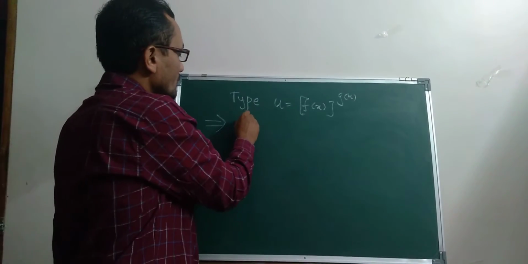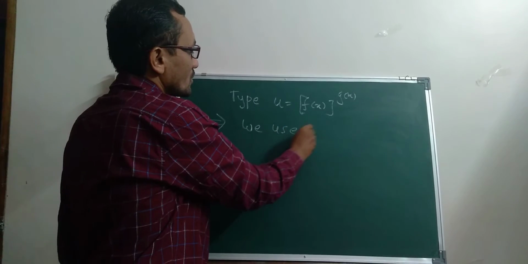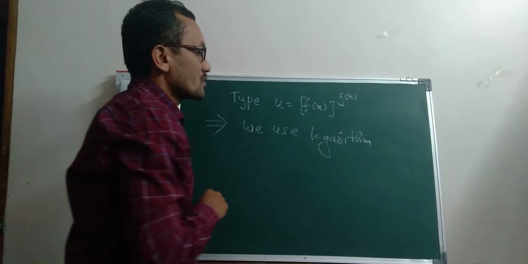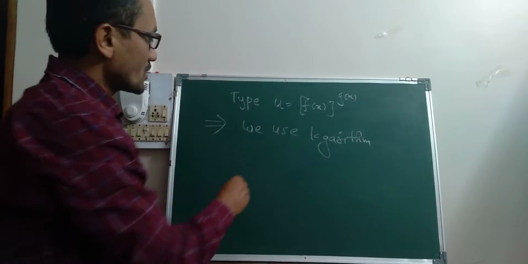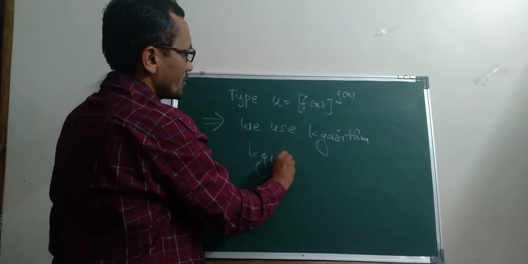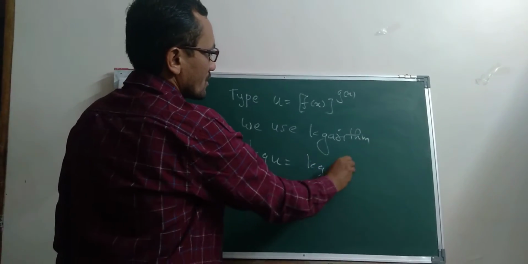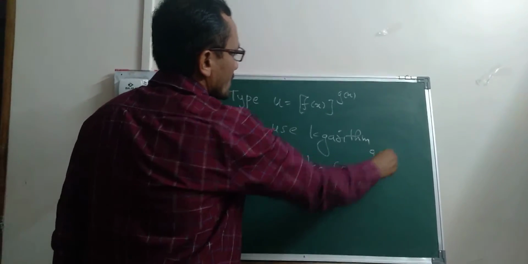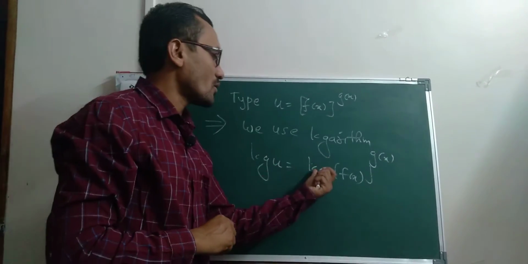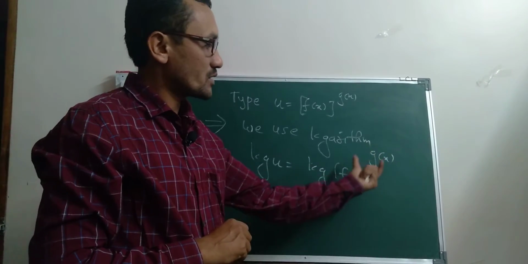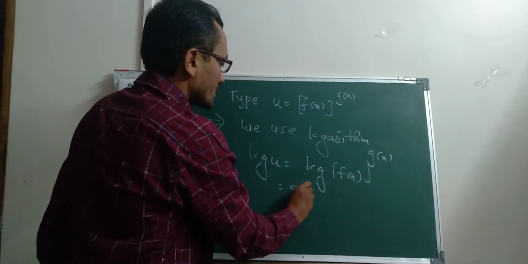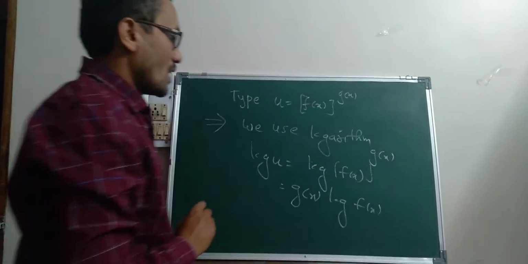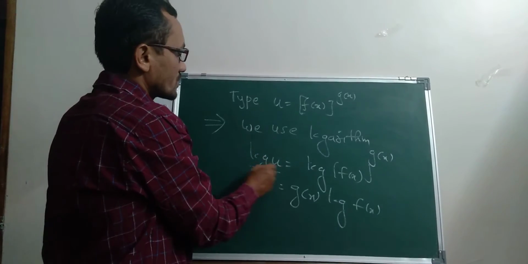Here we use logarithm for finding such derivatives. How to use it? We will take logarithm on both sides, and we have log of u is equal to log of f of x raised to power g of x. And we know the formula for the log of f of x raised to power g of x is g of x into log of f of x.